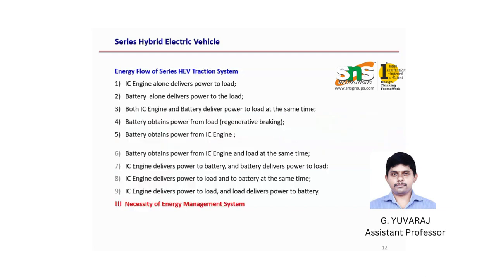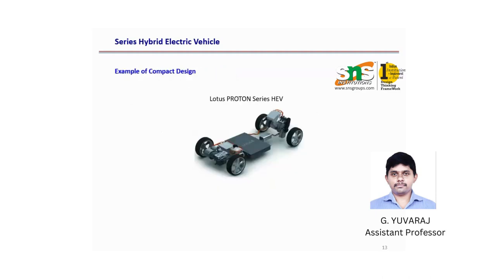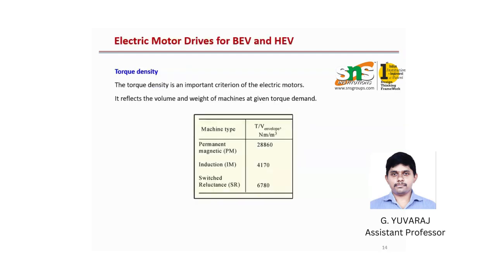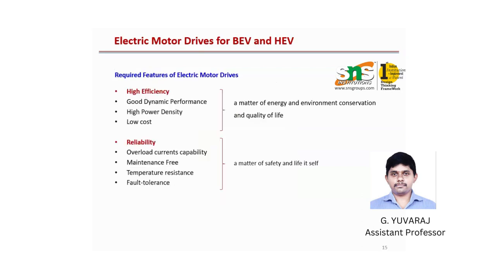The major thing here is that the IC engine alone delivers power to the load, and the battery alone delivers power to the load, and also the IC engine. So an energy management system is necessary for this kind of system, and this is a good example of a compact design. Here you see battery storage and battery energy conversion. The torque density is generally very high compared to other vehicles, and it has high efficiency and also high reliability compared to the normal battery electric vehicle, since there are two power sources. That is why it is called a hybrid electric vehicle.